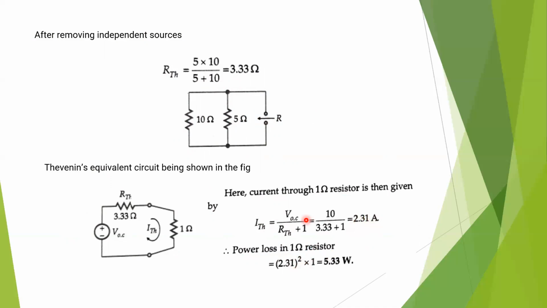This is the value of ITH. So ITH squared into 1 ohm resistance. So we will get that 5.33 watt.